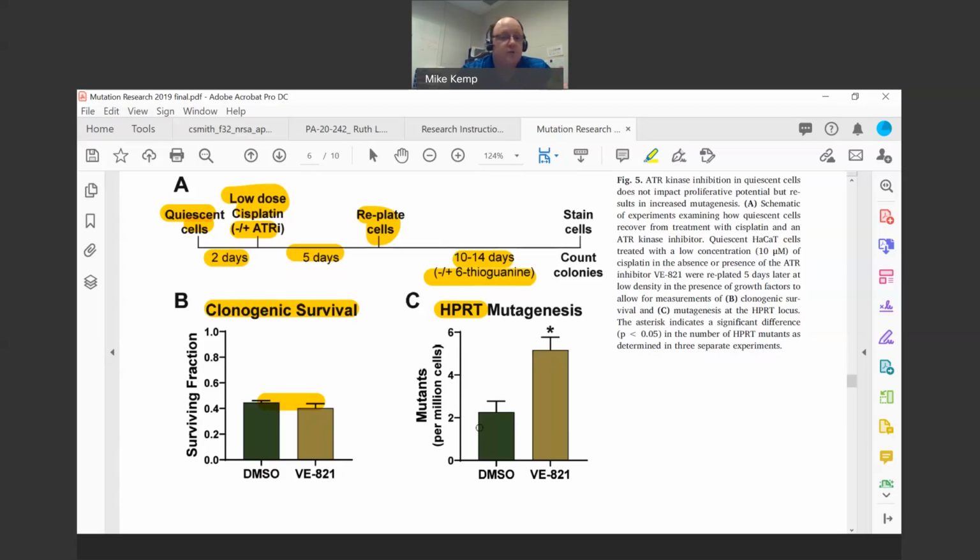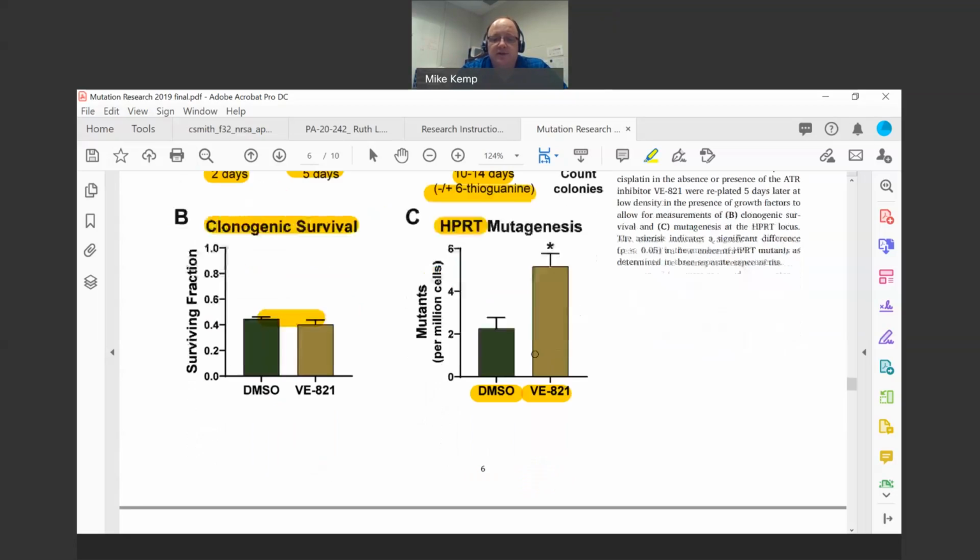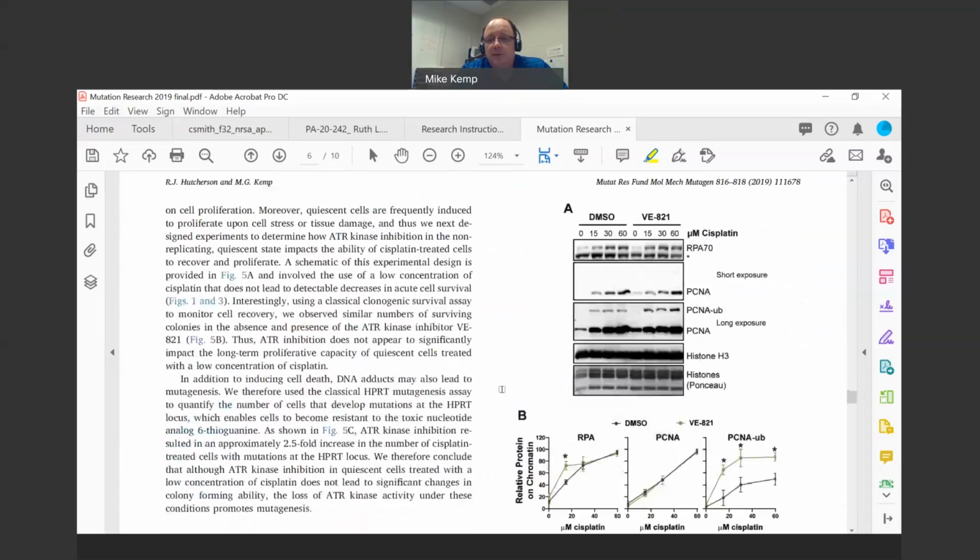Normally, we'd see essentially no mutants if we were to do this assay in the absence of any cisplatin treatment. But if we treat cells with cisplatin, we see in the case of vehicle-treated cells, DMSO, a little bit more than 2 mutants per million cells that we plate. So it's again a very low mutation rate. However, when we treat cells with the ATR inhibitor, now we increase that level of mutagenesis. So we see more mutants, more cells that become resistant to 6-thioguanine, suggesting that one of the functions of ATR in quiescent cells treated with cisplatin is to prevent mutagenesis. And so in addition to promoting cell survival, it looks like ATR has a function in limiting mutagenesis.